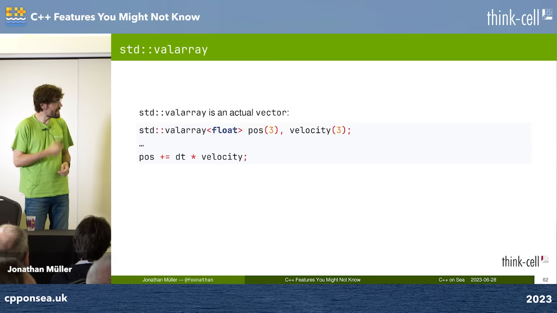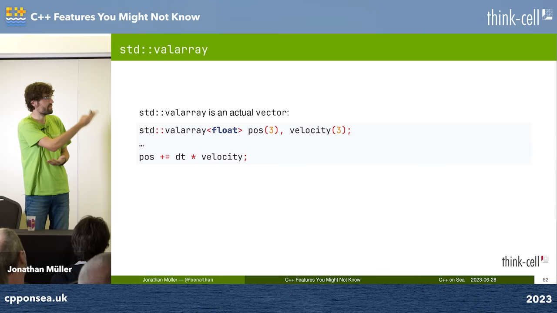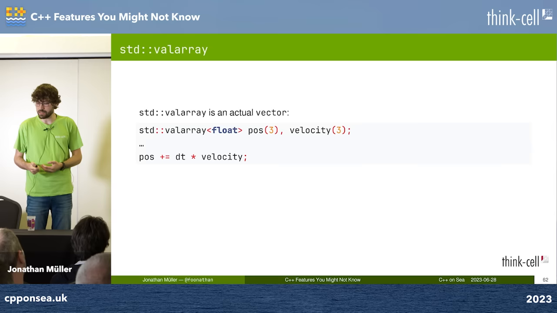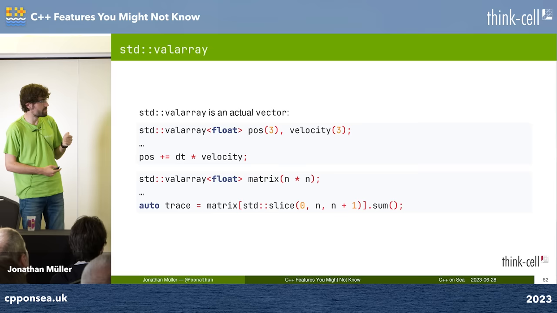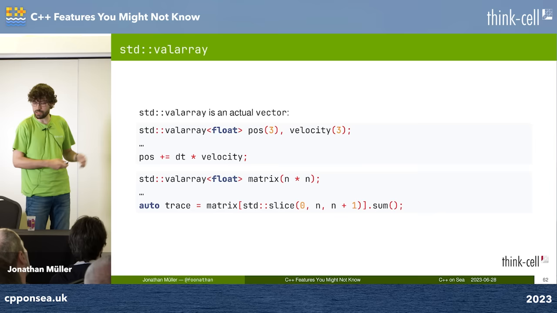If you have a valarray, you can do member-wise operations similar to SIMD, the proposed SIMD type. So for example, you can have a valarray position and velocity and then do arithmetic on that. It also has pretty fancy slicing operations. So for example, we have an n-by-n matrix and want the diagonal, so we use a slice that starts at zero, then has n entries, but each one is offset by n plus one, so we take the diagonal and then we sum it, and that way we can compute the trace. So it has a bunch of pretty useful things.